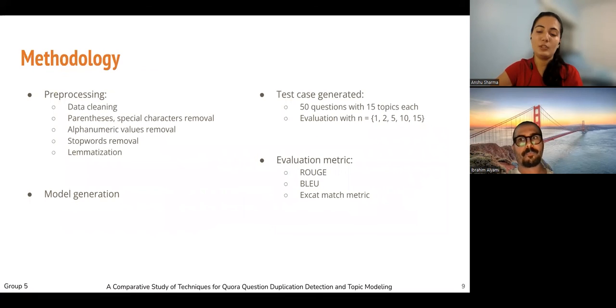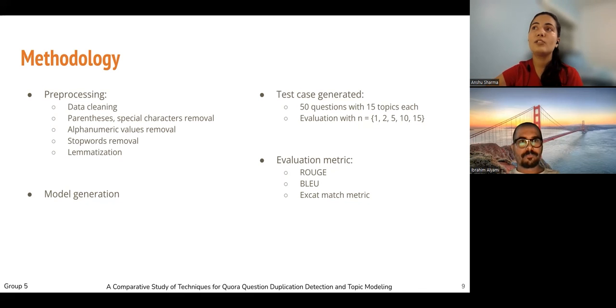So what we did was we took the Quora insincere questions data set, because we didn't have one data set that just had questions for us, and the insincere questions data set had one extra column which we didn't need, so we just threw the column out and we cleaned the data. We checked if there were unnecessary empty rows. We removed those. We removed parentheses and special characters, and we also removed alphanumerical values and stop words, and we lemmatized our questions.